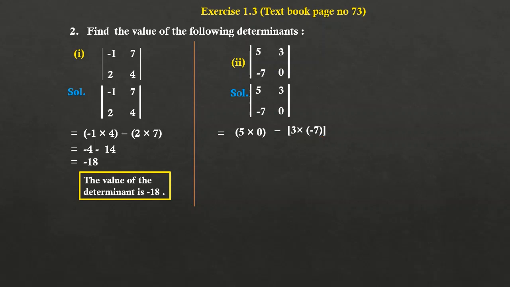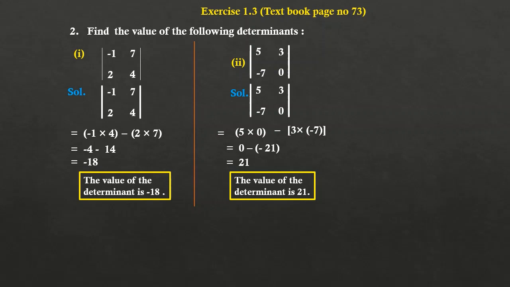Now the first bracket's answer: 5 into 0 gives you 0, and 3 into -7 gives you -21. So in the next step we'll write 0 minus of -21. Now this minus into minus becomes plus when we multiply. So we are writing 0 plus 21, which is equal to 21. So we are getting the answer of our determinant as 21. So we'll write our final answer.